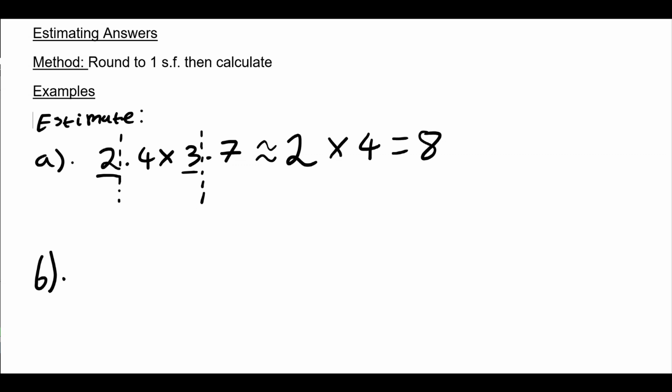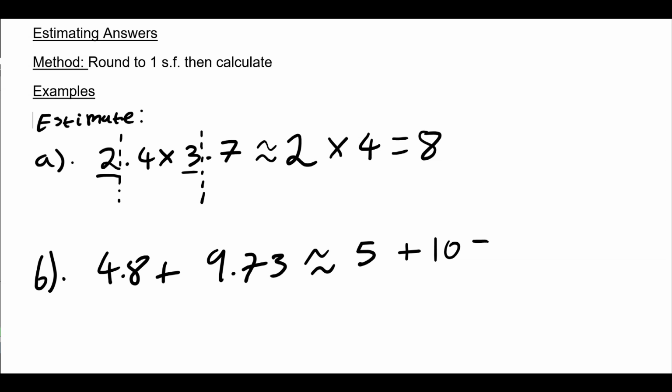B, if I asked you to estimate the answer to 4.8 plus 9.73, I again would use the wavy equal sign. 4.8 would round to 5 to one significant figure, 9.73 rounds to 10 to one significant figure, which would give me an answer of 15.